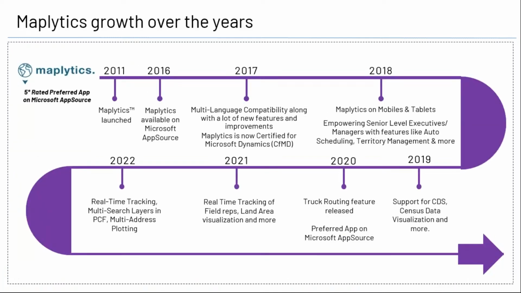Let's have a look over the Maplytics growth over the years. Maplytics has been there for more than a decade now. We started in 2011 as a store locator, and we developed it more as our team researched the customer requirements, and of course, the valuable feedback from our customers and partners contributed a lot. As we grew, we added proximity search, routing optimization, territory management, and many more features over the period.